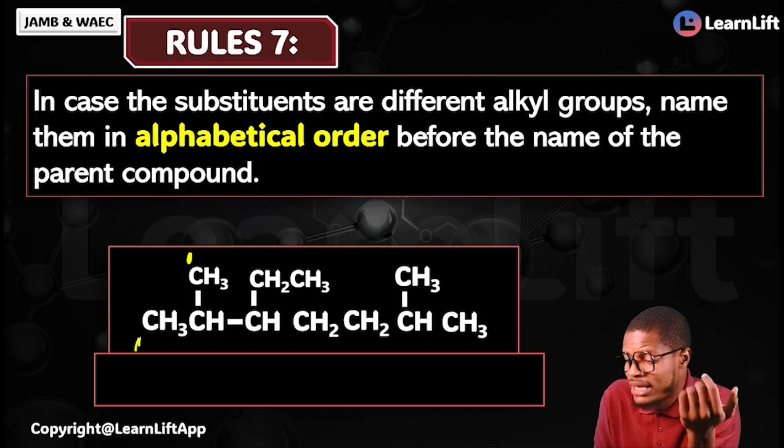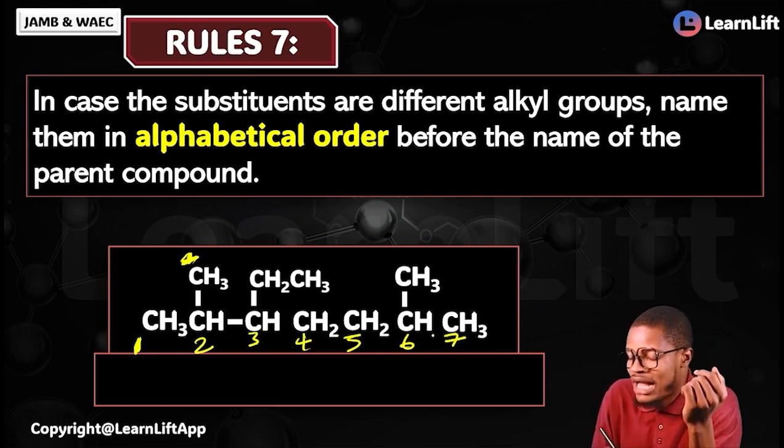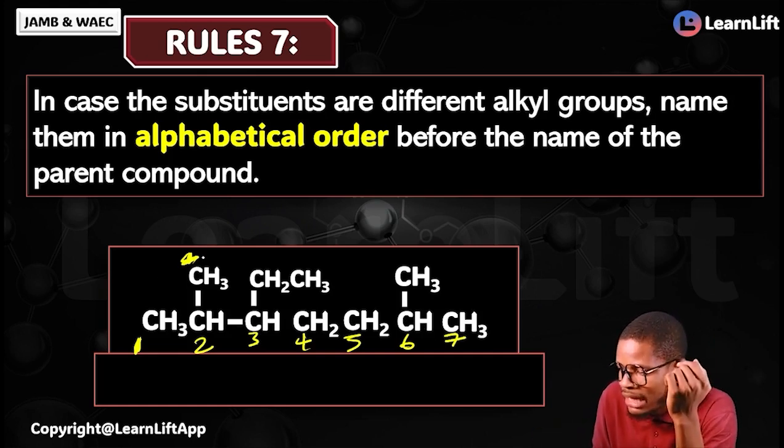If you choose to come and call here 1, anyway, you are correct. Let's say you are calling here 1. Here is your 2. Here is your 3. Here is your 4. Here is your 5. Here is your 6. Here is your 7. Now, what happened? If I count it this way, 1 to 7, you see carbon 2.